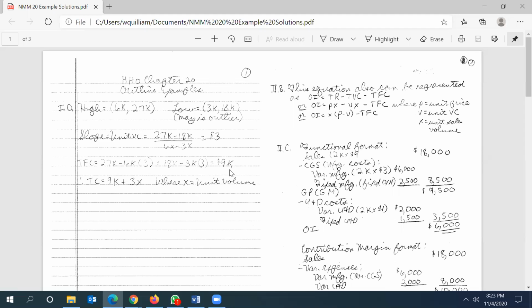If I did not get the same answer both ways, I need to go back and check my work. So it's a really good idea to go ahead and compute total fixed cost both ways. So therefore, the total cost equation equals total fixed of 9,000 plus 3x, 3 being, again, the slope parameter or variable cost per unit, and again, x being unit volume. So that's the high-low method. Again, quite a simple method there of computing our total cost equation.